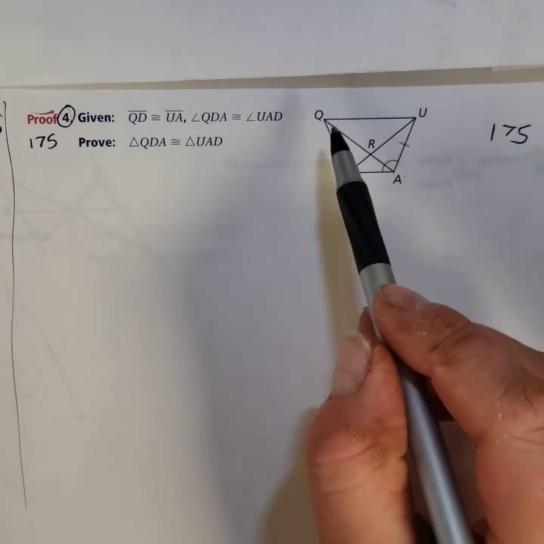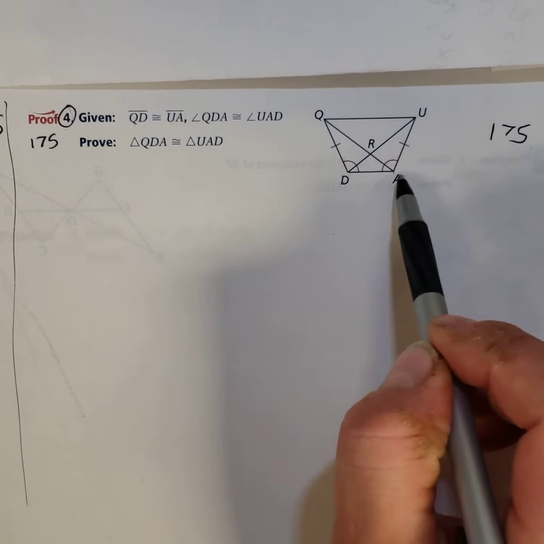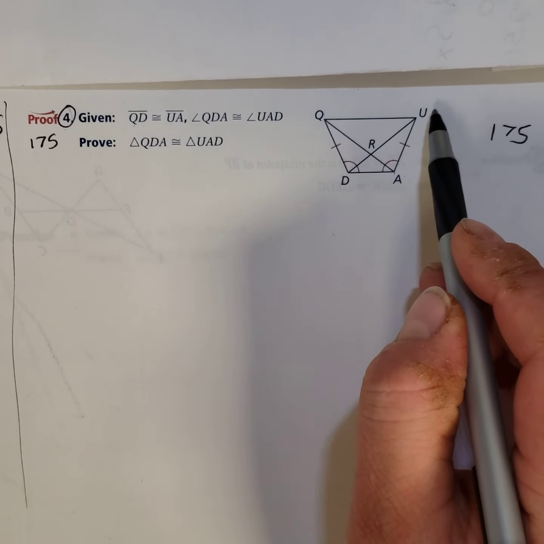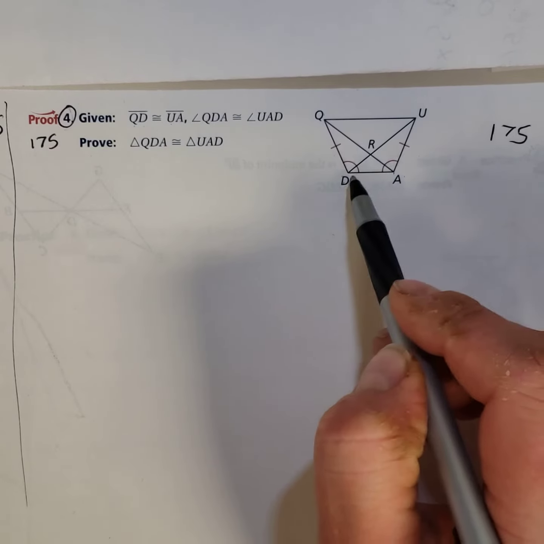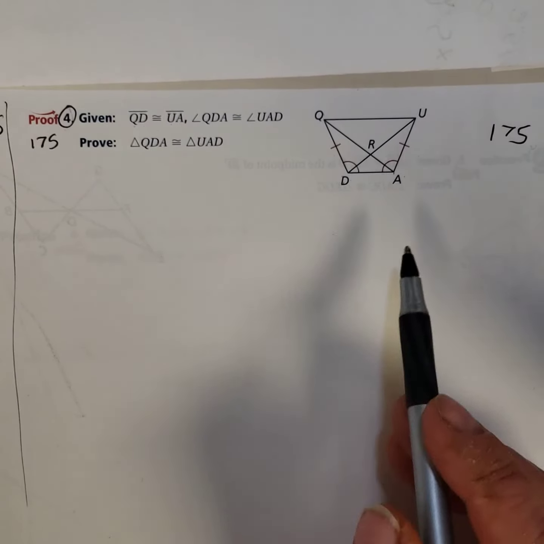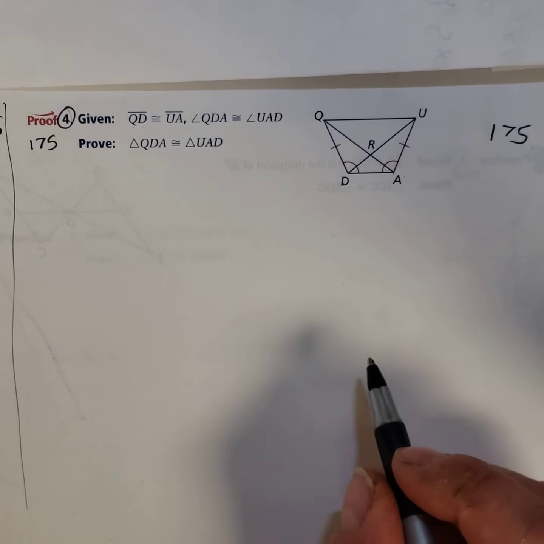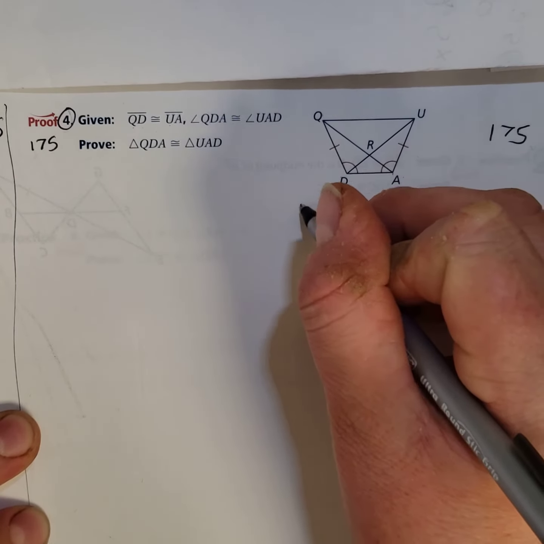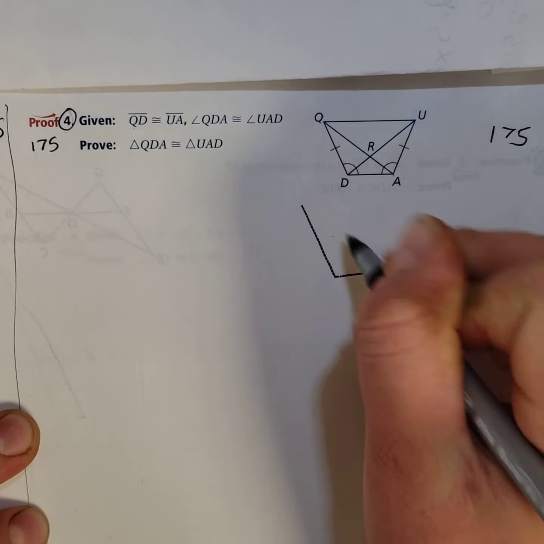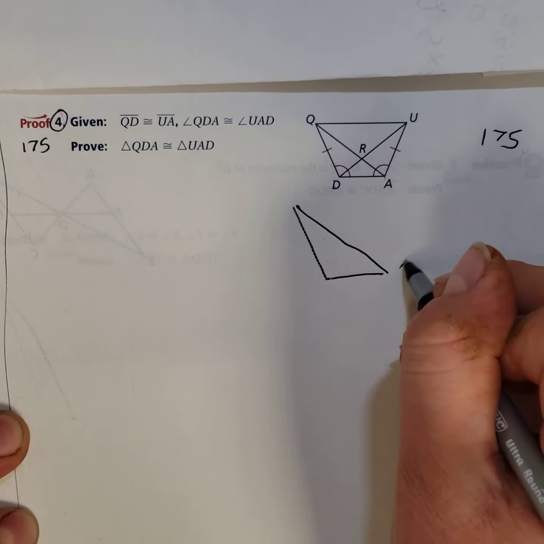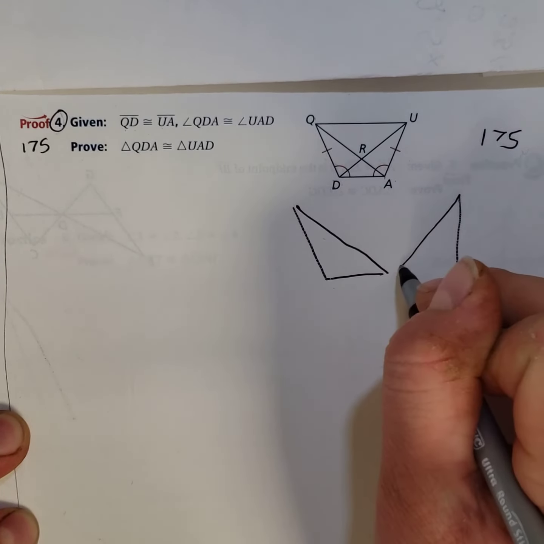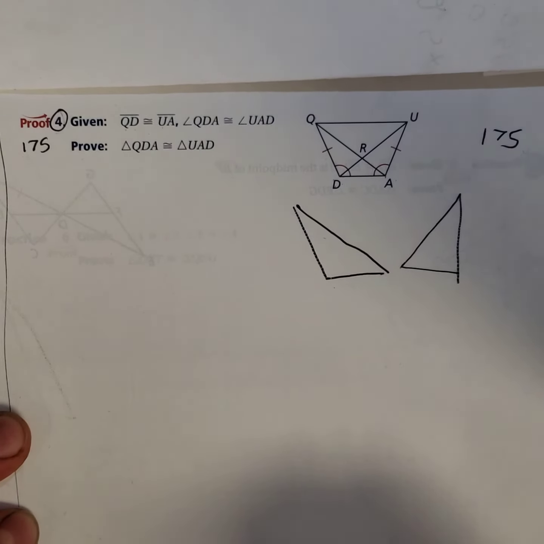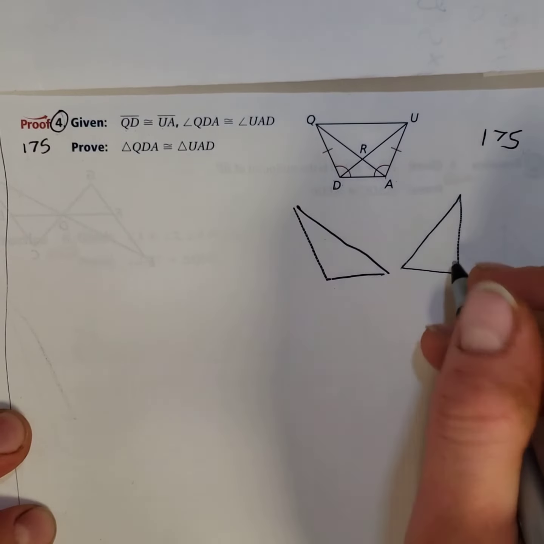We need to prove that triangle QDA is congruent to triangle UAD. While this seems like a very complicated and overlapping figure, this is actually a really simple proof. We already know everything we need to know. So just to clarify, I am going to go ahead and draw these two triangles out separately so that we can see them. All right, my drawings are terrible, but you can use your imagination.